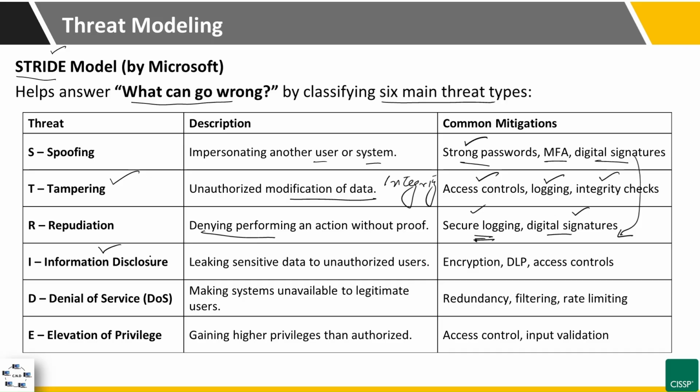Next is the I, which is information disclosure. This one is a threat against confidentiality. It is leaking sensitive data to unauthorized users, and protection against information disclosure or confidentiality is to use encryption, DLP, data loss prevention, and access control. Next is the D, which is denial of service, and this one is a threat against availability.